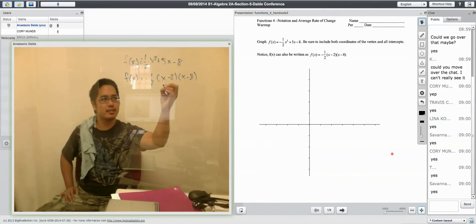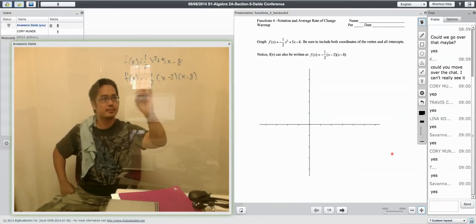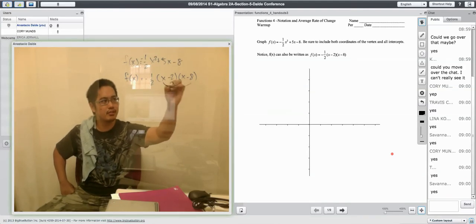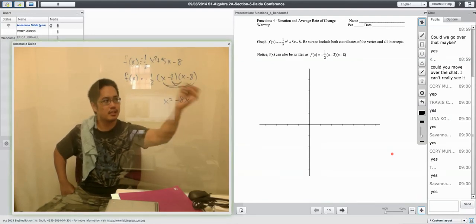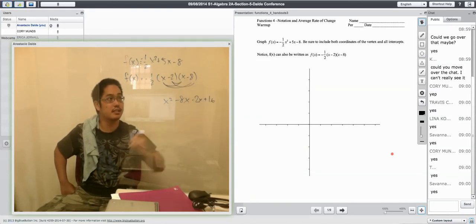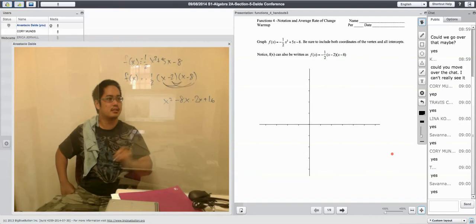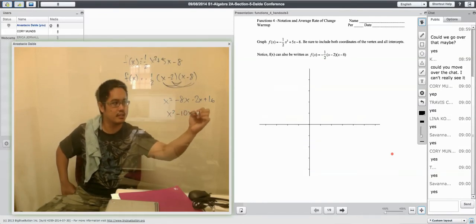If we foil this, and this is just side work here, it becomes first, outer, inner, last. X times x is x squared. The outers is negative 8x. The inners is negative 2x. And the last is positive 16. So I have x squared minus 10x plus 16.